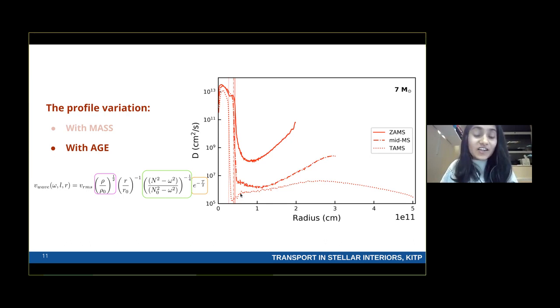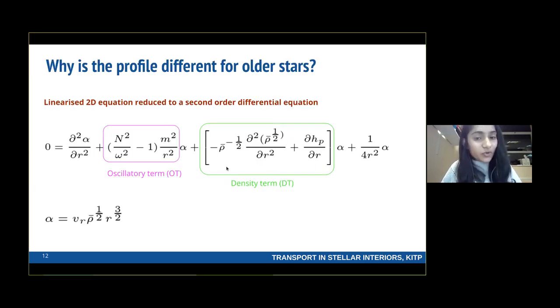This considerable difference in the diffusion profile for the TAMS model can be explained using the following equation. It is a second-order differential equation, which we obtain by reducing the linearized two-dimensional hydrodynamic equation. Given here in purple is the oscillatory term, and in green is the density term, or the damping term. In the radiation zone of a star, there are regions in which the oscillatory term is dominant and other regions where the density term is dominant.